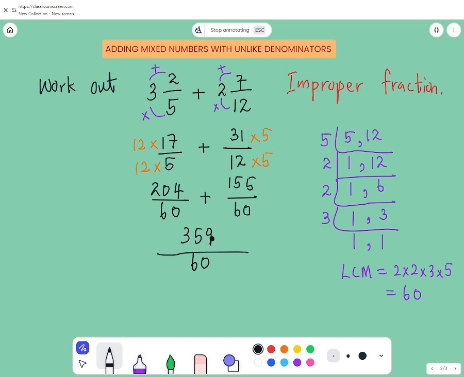Then it is improper. For the final answer, you have to write that one as a mixed number. So how many 60s are there in 359? So you can see that 60 times 5, 300. 60 times 6, 360. So this is less than that now. So we take 5. So it is 5, 60 times 5, 300. And the remaining is 59.